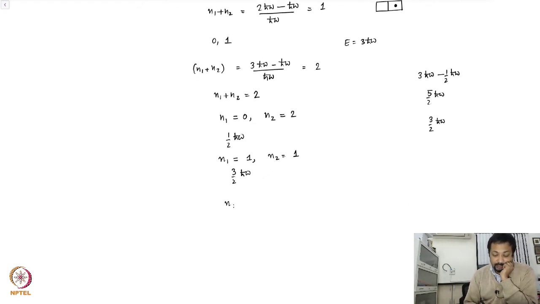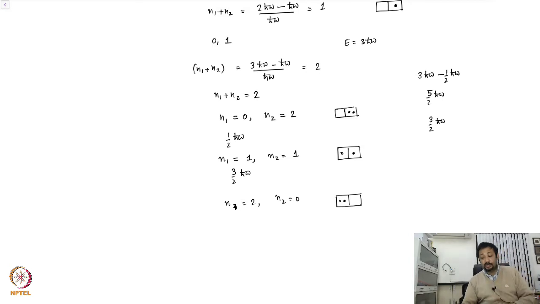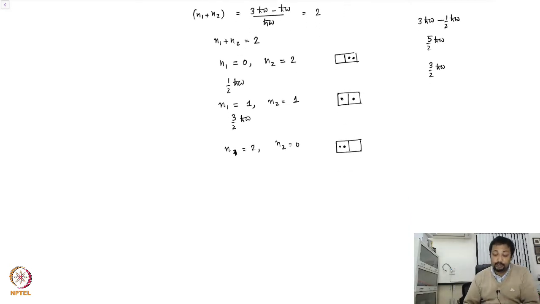And then finally I have n1 is equal to 2 and n2 is equal to 0. So as if I have now two boxes, I am placing 0 particles in this box and both of them are over here, and here the configuration is this, and here the configuration is this. So I hope the general idea is clear to you now.